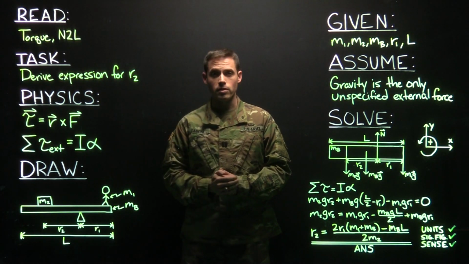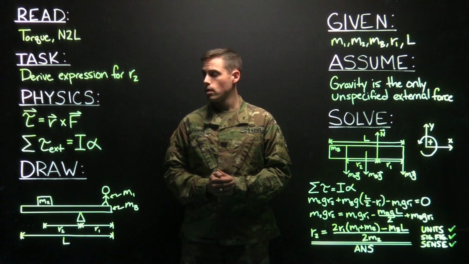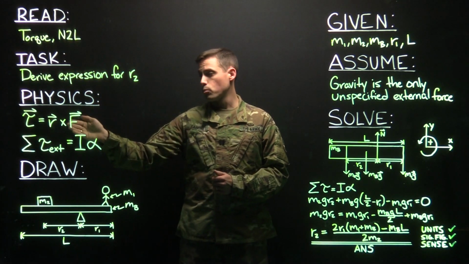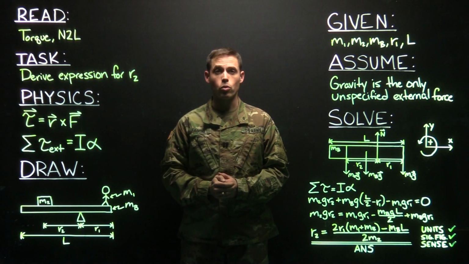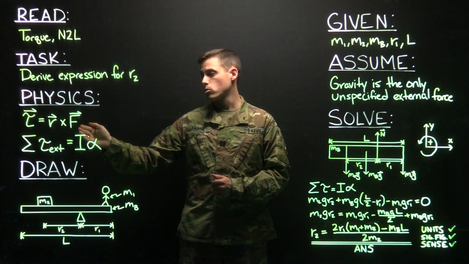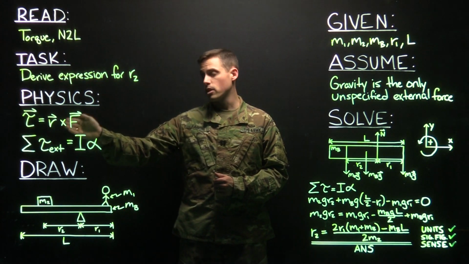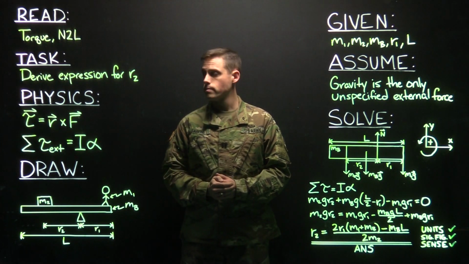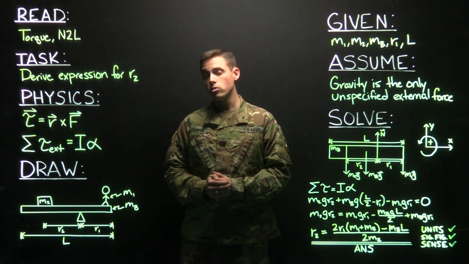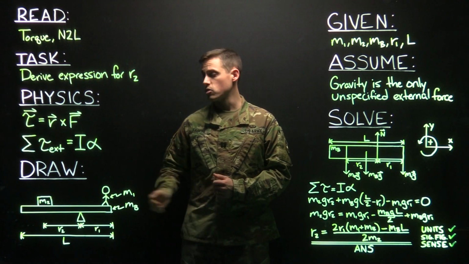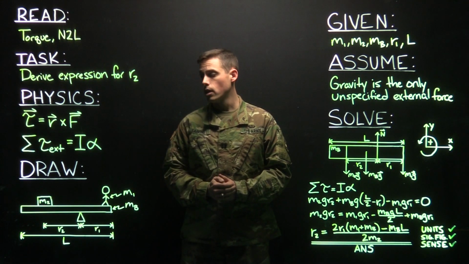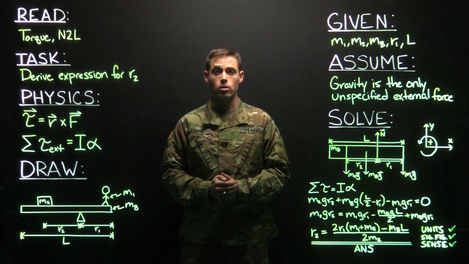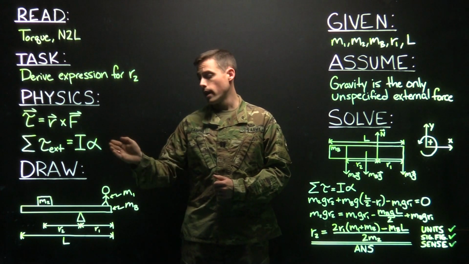Now let's talk about the physics involved in this problem. Because we're dealing with torque, a good place to start is the definition for torque, which states that torque is equal to the cross product of some displacement from our axis of rotation and an applied force vector. Additionally, Newton's second law for rotation states that the sum of all external torques on a system is equal to the product of the rotational inertia, I, and the angular acceleration of the system, alpha.